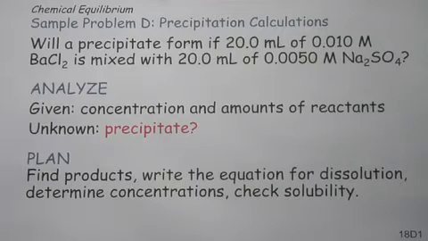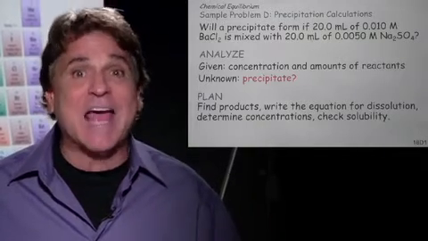Sample problem D, precipitation calculations. Will a precipitate form if 20.0 milliliters of 0.010 molar barium chloride is mixed with 20.0 milliliters of 0.0050 molar sodium sulfate? First, we need to analyze the problem.